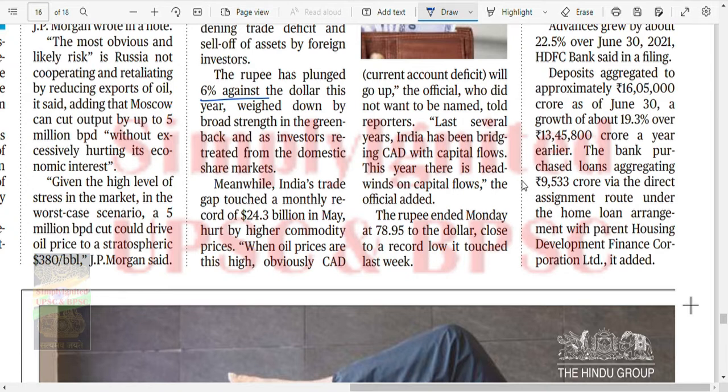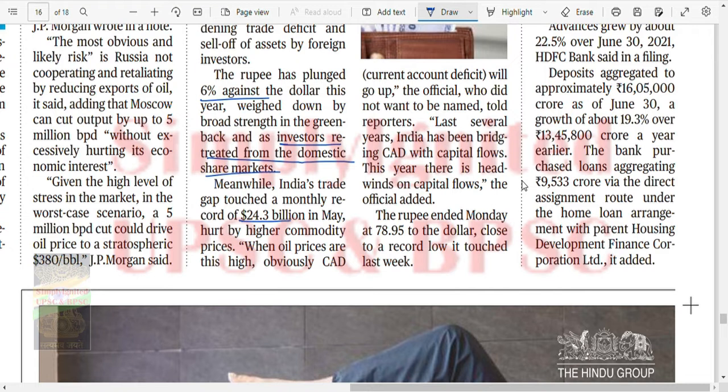From domestic share market, greenback as investors retreated from domestic share market. Meanwhile, Indian trade gap touched a monthly record of 24.3 billion in May, hurt by higher commodity prices. When oil prices are this high, obviously CAD will go up, the official who did not want to be named told the reporter.